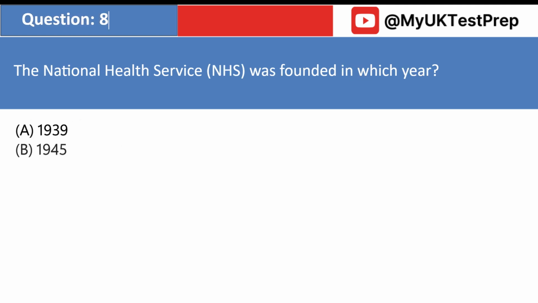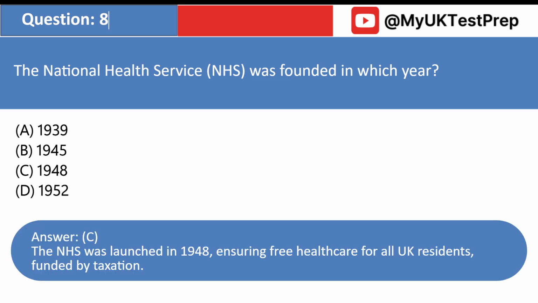The National Health Service, NHS, was founded in which year? A. 1939. B. 1945. C. 1948. D. 1952. Answer: C. The NHS was launched in 1948, ensuring free healthcare for all UK residents, funded by taxation.